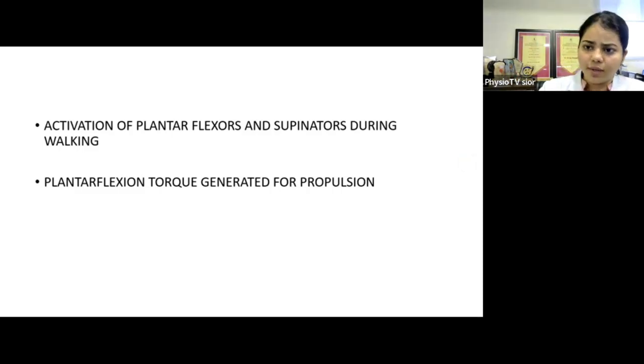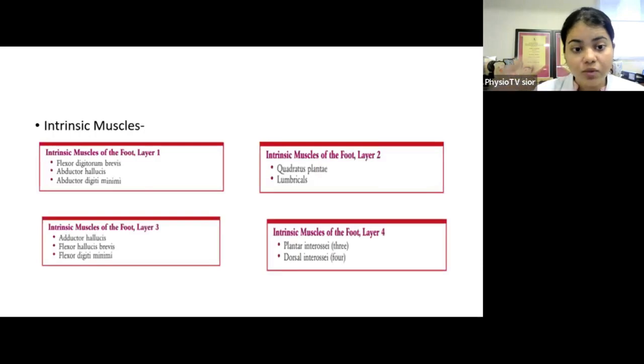My triceps surae will provide the main propulsive force for walking. Secondary energy sources are, in early stance, the ipsilateral hip extensors working, and towards late stance, the ipsilateral hip flexors working. All of these plantar flexor muscles, the gastrocnemius and soleus, are by far the most powerful. Theoretically, they are capable of producing roughly 80% of the total plantar flexion torque produced at the ankle joint. These are my intrinsic muscles. So I have four layers.